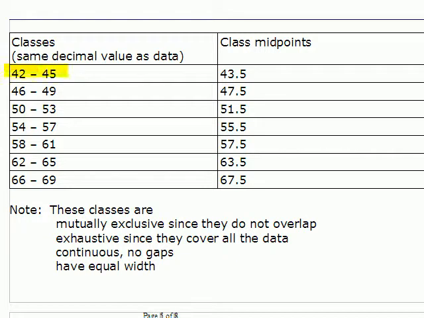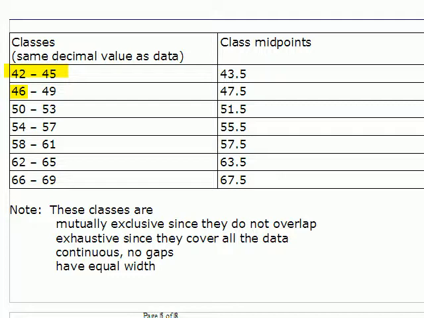But now look, the last point is 54 here, 45, and now it's 46. These classes have to be mutually exclusive, so they don't overlap. If they both were 45, then they'd have a point in common. There's something else called the boundaries between the classes. The classes will have the same decimal value as the data, but the boundaries between them will actually coincide and they will have one more decimal place.